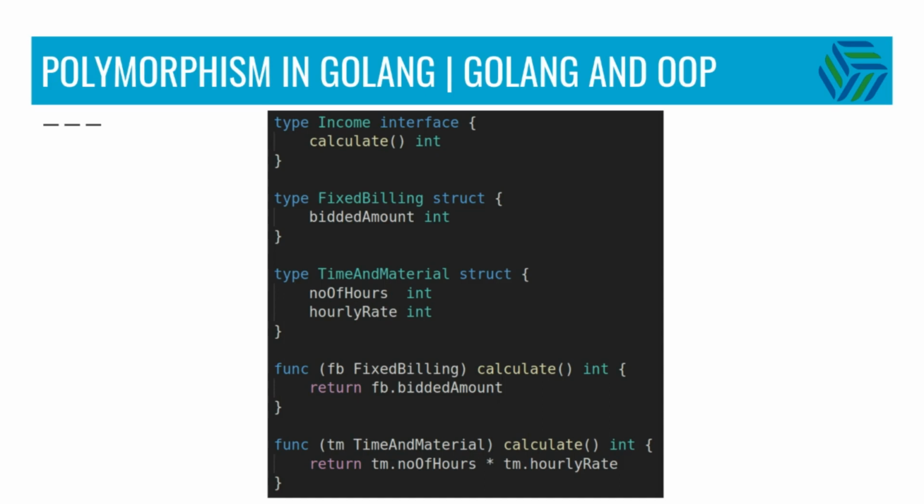So let's see an example here. Here we have an income interface that includes the calculate method, and we have two structs, fixed billing and time and material. And we can see how we can achieve polymorphism in the calculate method by providing a different implementation of the calculate method for each struct.